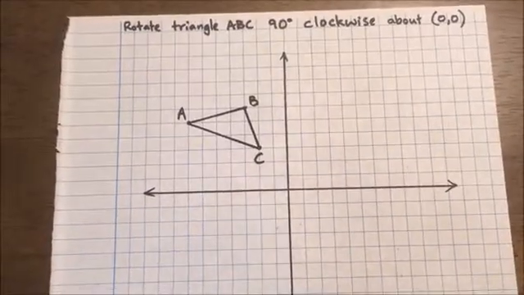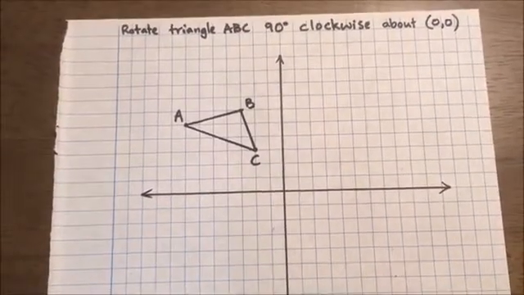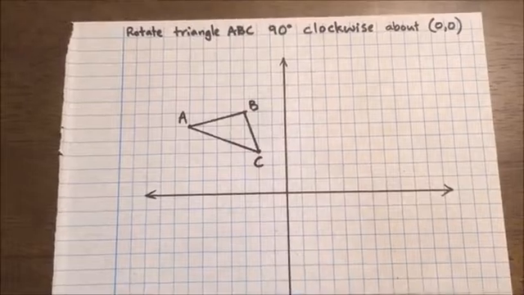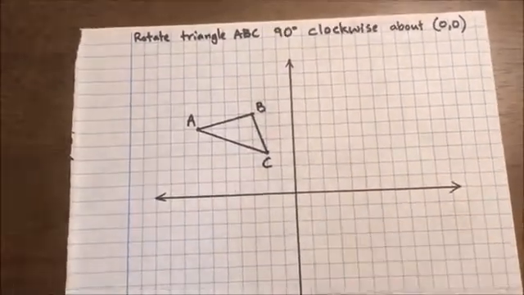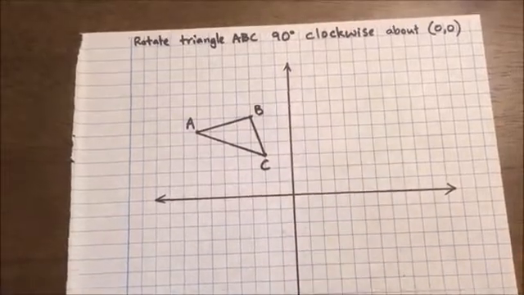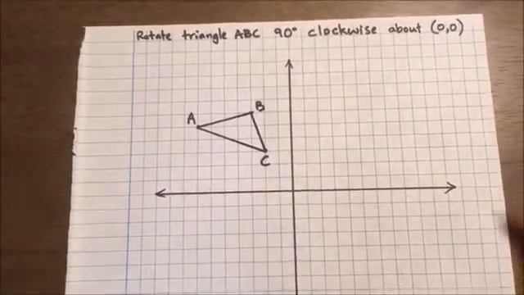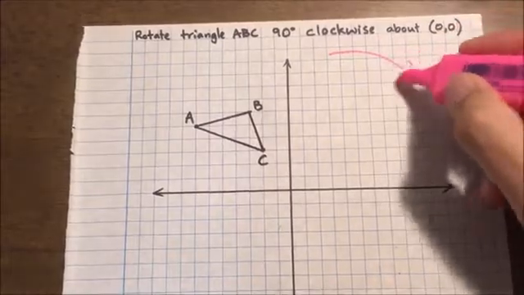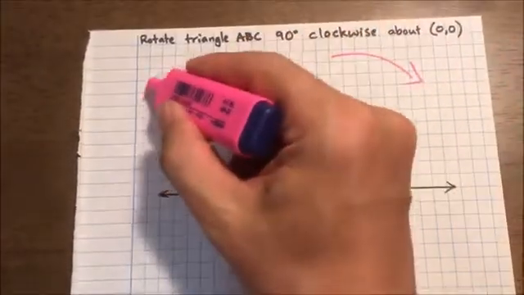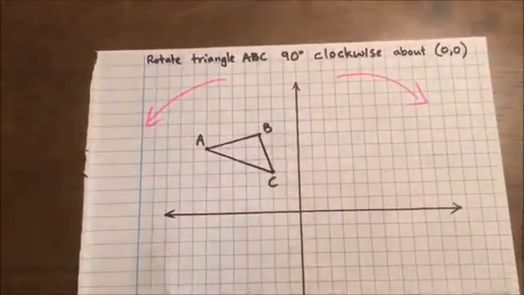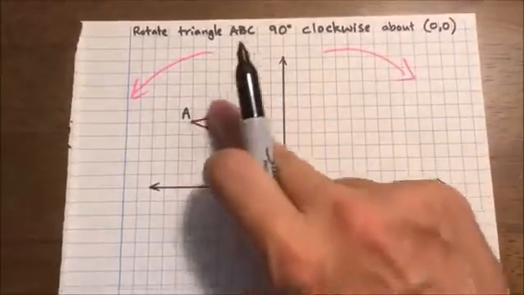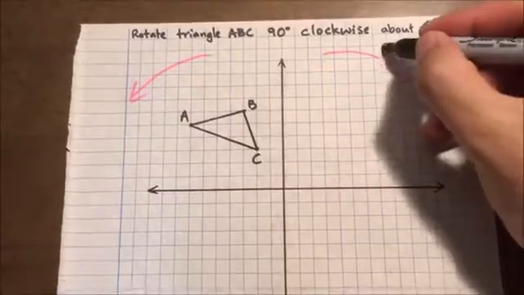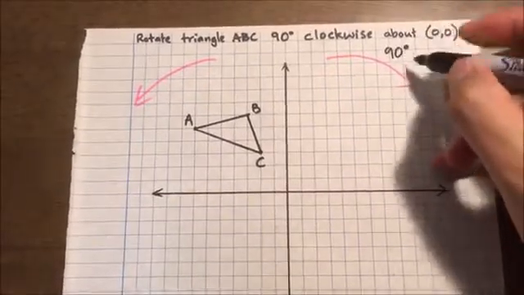So this problem asks us to rotate the triangle ABC 90 degrees clockwise about the point 0, 0. So here is the triangle ABC, and we have to rotate it 90 degrees clockwise. There's a couple of things to remember. Clockwise is this way, anti-clockwise is that way. So we're going to be going clockwise. So we're going to be rotating this way, and we have to rotate it 90 degrees clockwise.